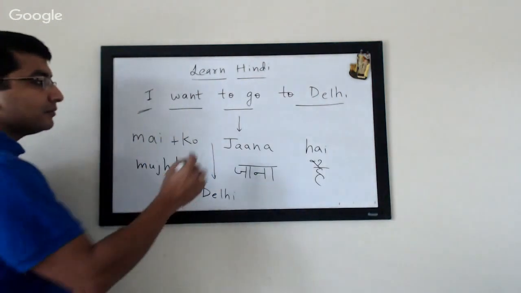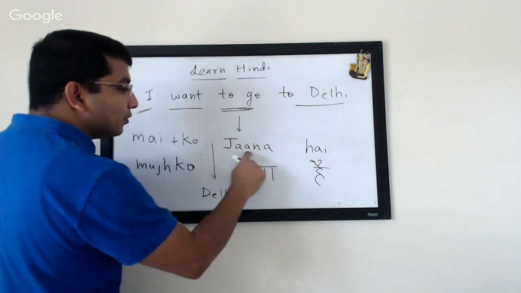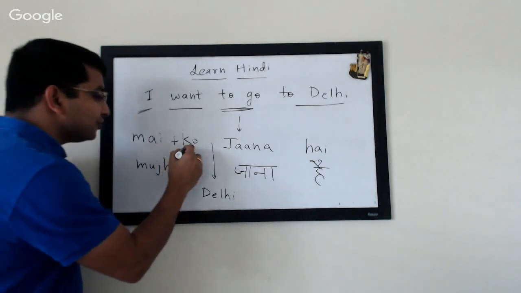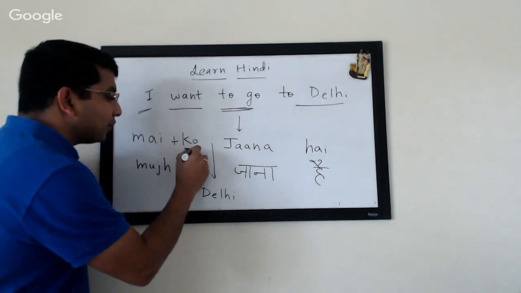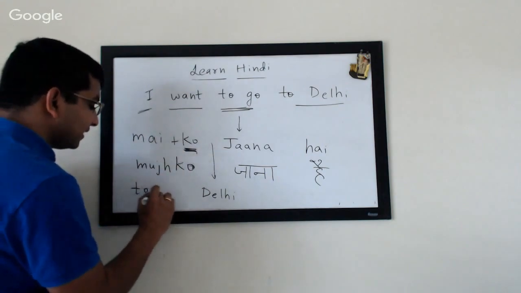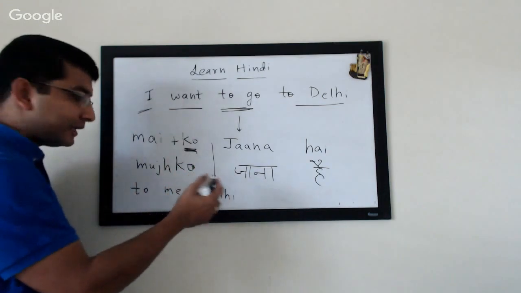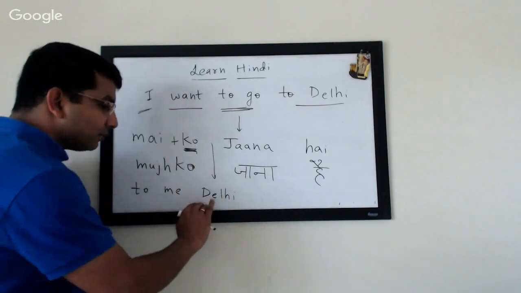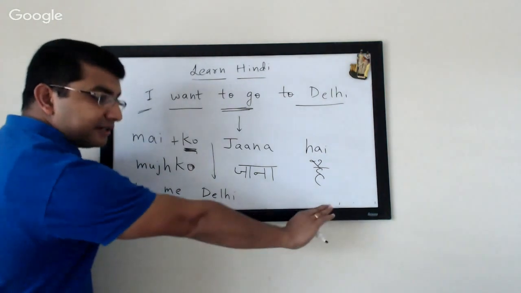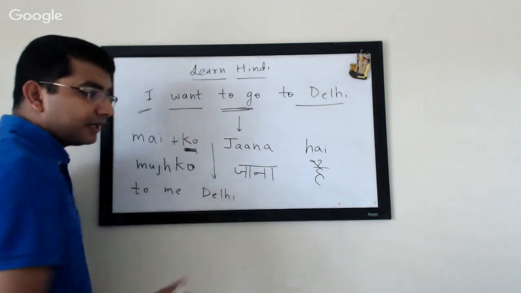So the first thing you notice is the verb to go, and to go is jana, right? You have to use a postposition here, because what you're trying to say is "to me", basically. It'll not be a one-to-one translation from English to Hindi, but what you're trying to say is "to me, Delhi, interested in going", right? So, mujhko Delhi jana hai, right?